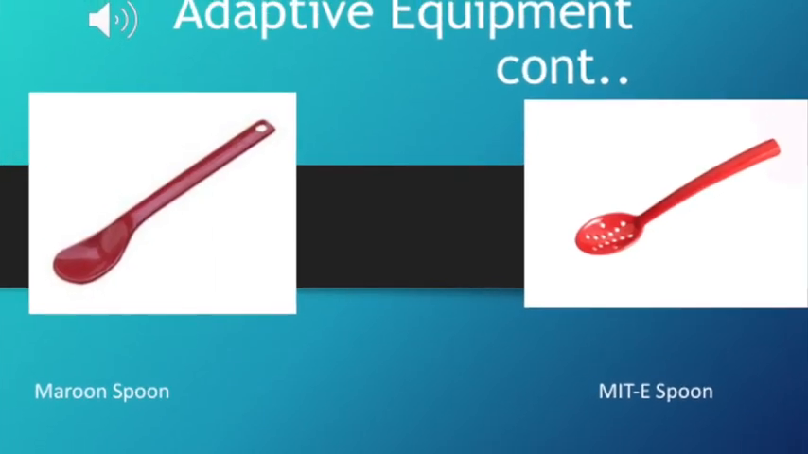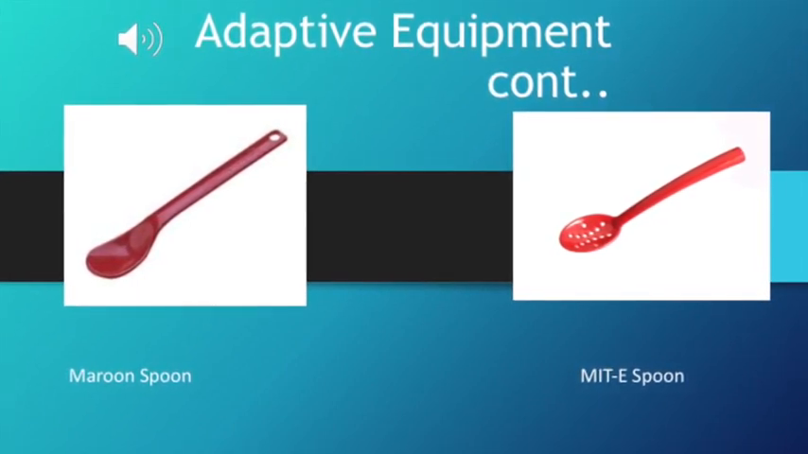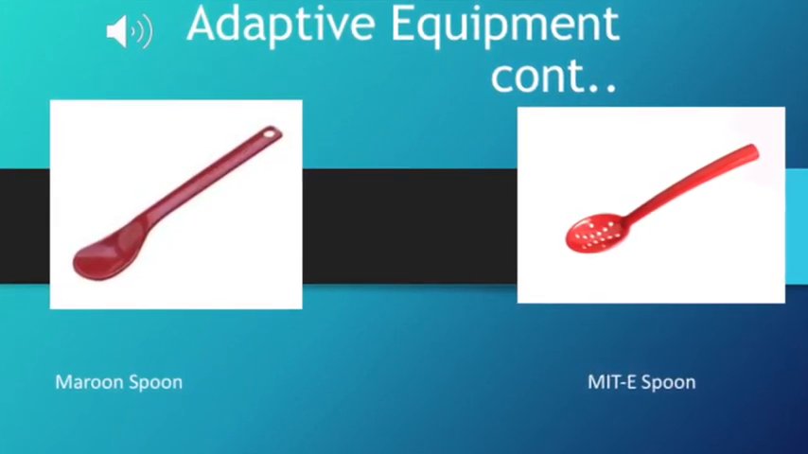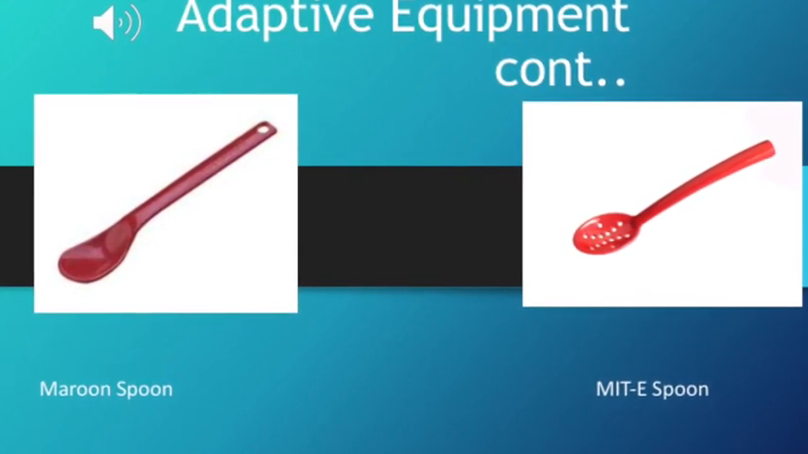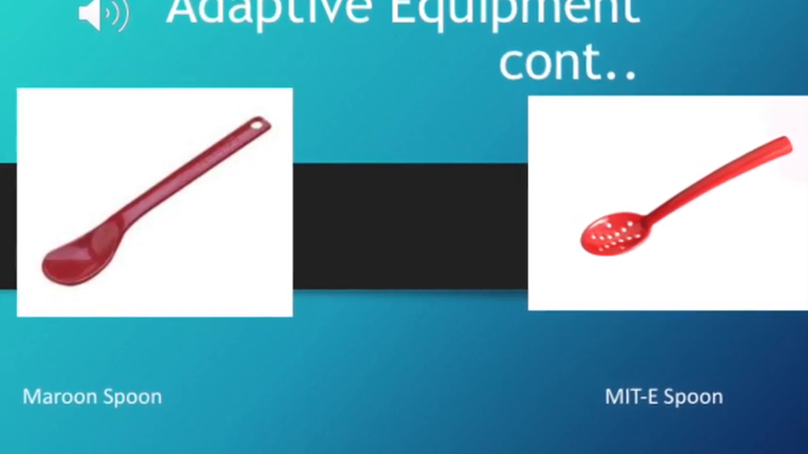Also utilized are the maroon spoon and the mid-E spoon. The maroon spoon can be used so that clients are taking smaller bites and because it is light and will reduce fatigue when eating. The mid-E spoon may be utilized in order to help clients having trouble with mixed consistencies. This spoon separates solids and liquids such as cereal with milk and soup.